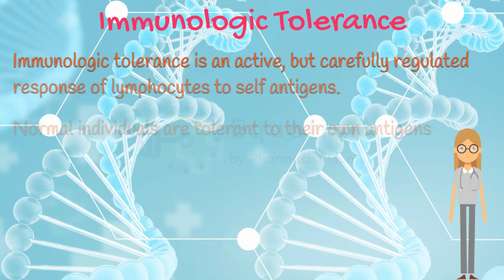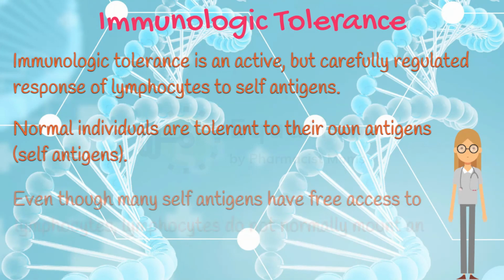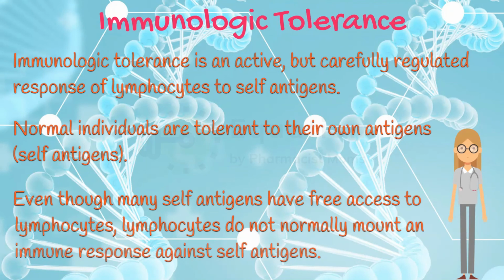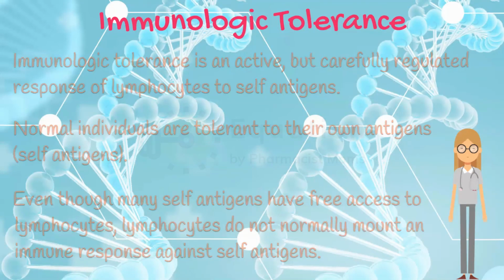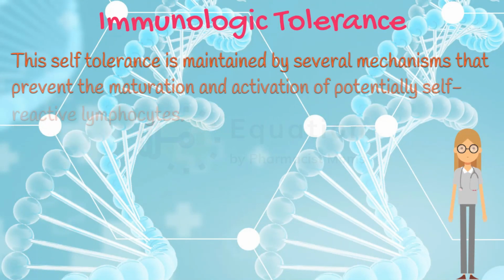Immunologic tolerance is an active, but carefully regulated, response of lymphocytes to self-antigens. Normal individuals are tolerant to their own antigens or self-antigens. Even though many self-antigens have free access to lymphocytes, lymphocytes do not normally mount an immune response against self-antigens. This self-tolerance is maintained by several mechanisms that prevent the maturation and activation of potentially self-reactive lymphocytes.